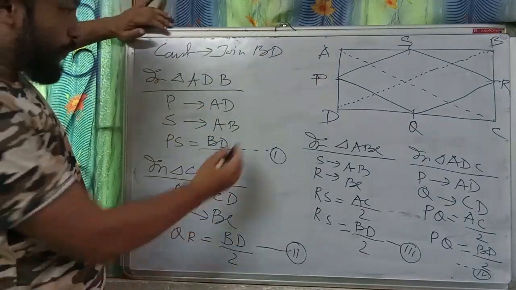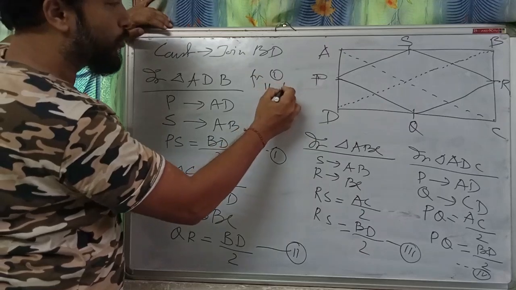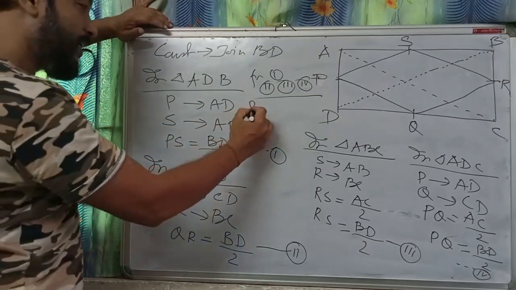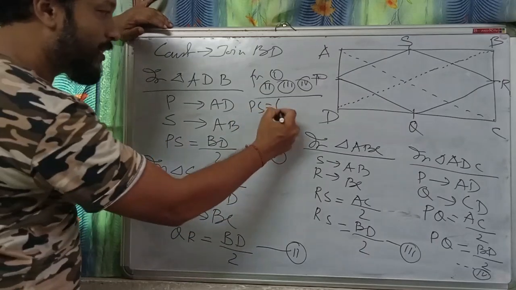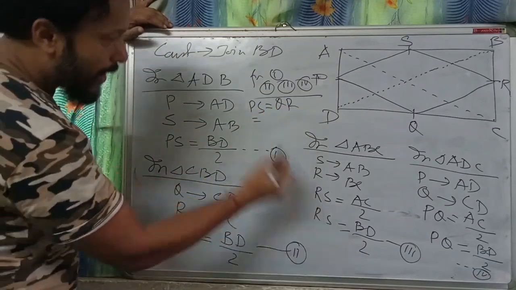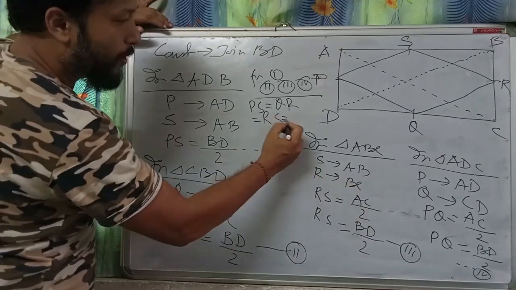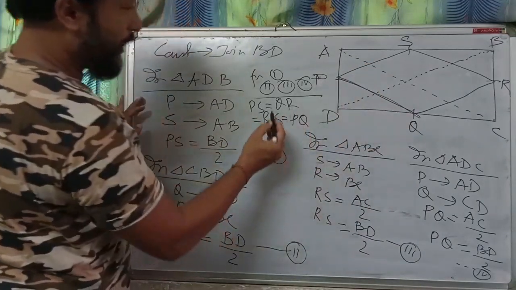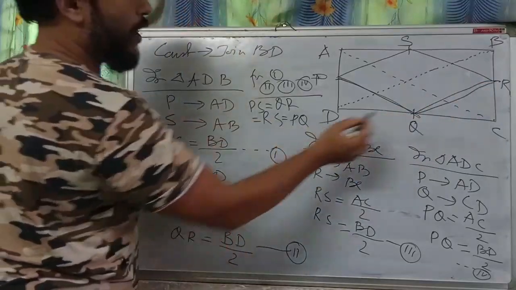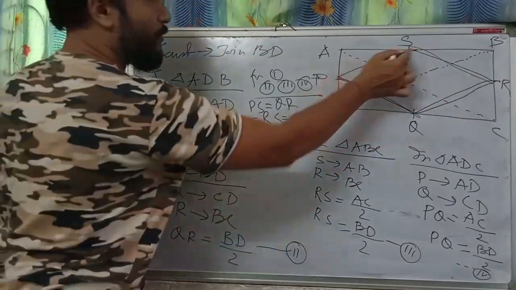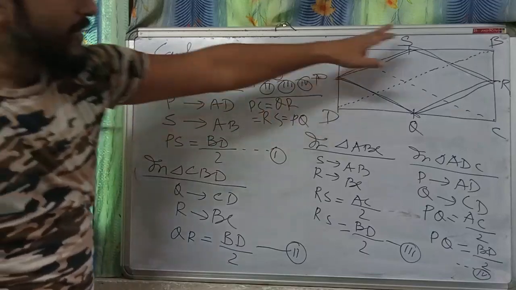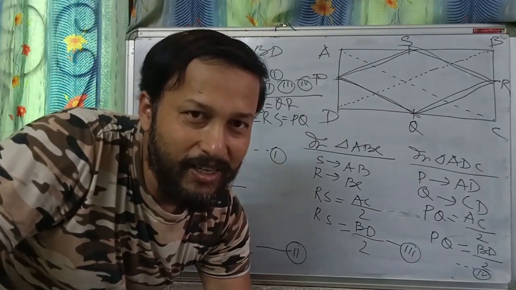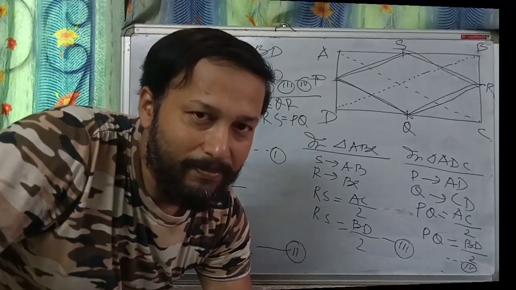Now, from 1, 2, 3 and 4, from these 4 equations, I can write that PS equal to QR equal to RS equal to PQ. Okay, all these sides are equal. So it's a rhombus. Understood? Let us move to our next sum.